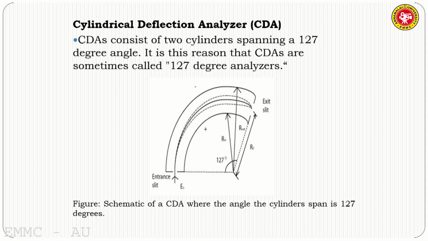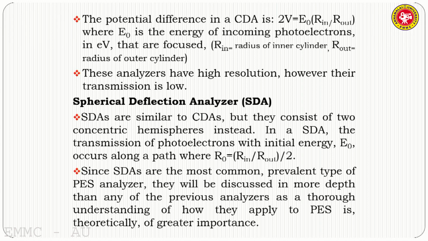Next one, the cylindrical deflection analyzer, CDA. A CDA consists of two cylinders spanning a 127 degree angle. It is for this reason that CDAs are sometimes called 127 degree analyzers. The potential difference in a CDA is 2V equal to E0 times the ratio of R in and R out, where E0 is the energy of the incoming electrons in electron volts that are focused, R in is the radius of the inner cylinder, and R out is the radius of the outer cylinder. These analyzers have high resolution, however, the transmission is low.